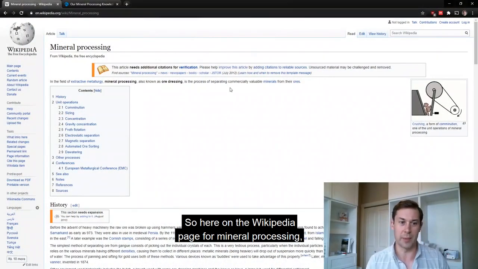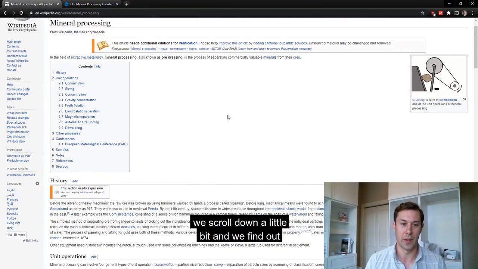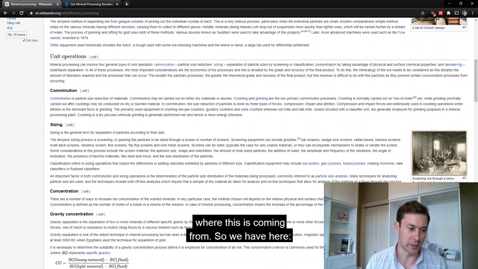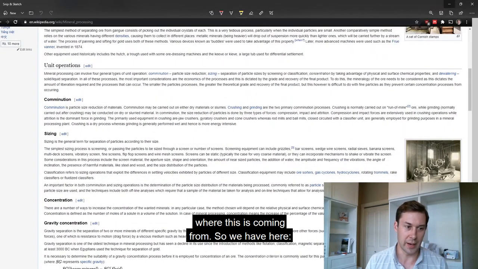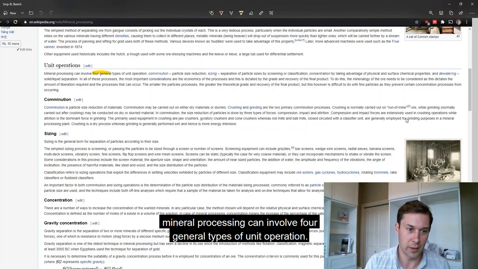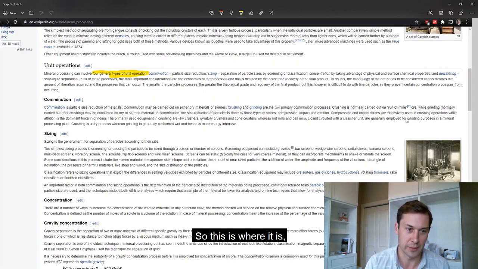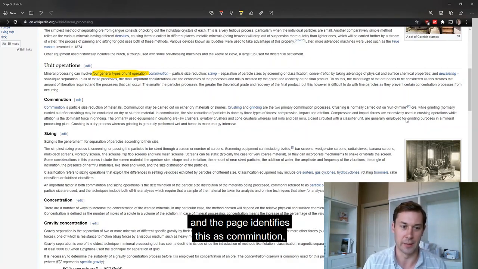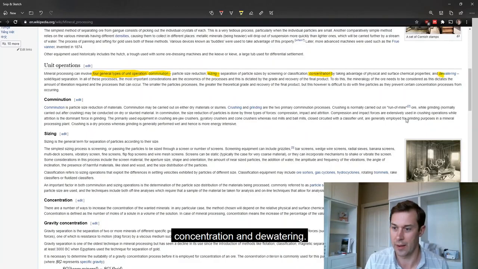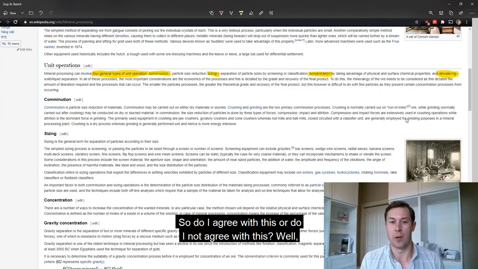So here on the Wikipedia page for mineral processing, we scroll down a little bit and we find out where this is coming from. Mineral processing can involve 4 general types of unit operation. So this is where it is. And the page identifies this as comminution, sizing, concentration, and dewatering.